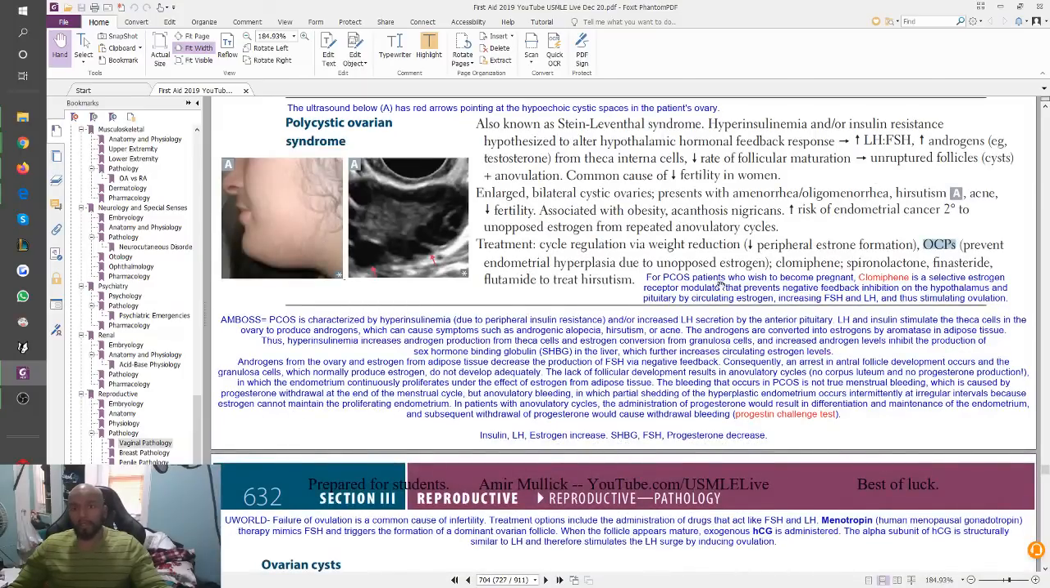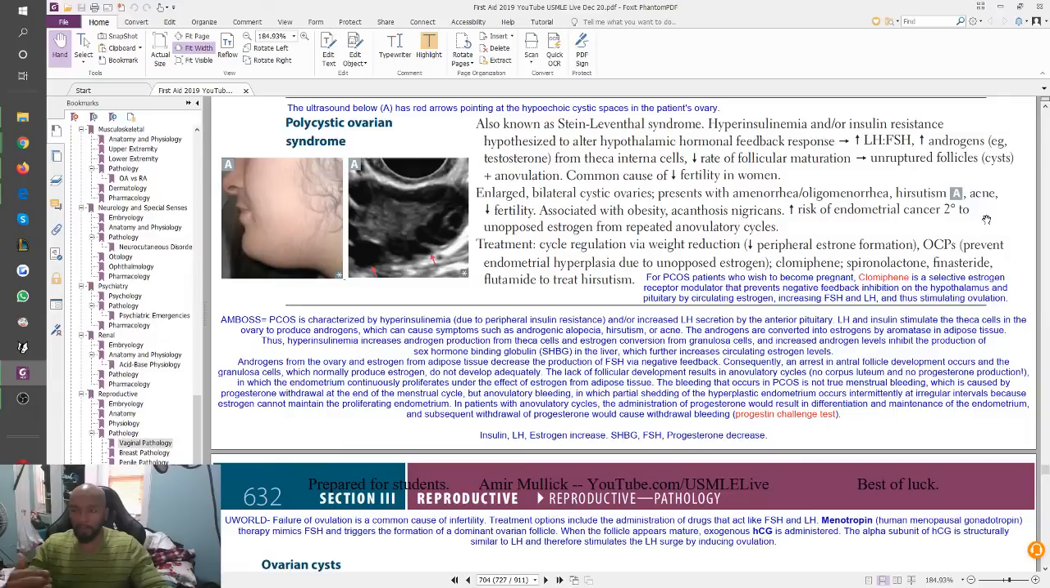So I wrote here for PCOS patients who wish to become pregnant, and obviously that's going to be the majority of your PCOS patients. Clomiphene is a selective estrogen receptor modulator, which is called a SERM, S-E-R-M, that prevents negative feedback inhibition on the hypothalamus and pituitary by circulating estrogen, which basically means that all that excess estrogen is not going to go back and inhibit you from making more FSH and LH. Okay, so now you can make more FSH and LH, and that can stimulate ovulation.